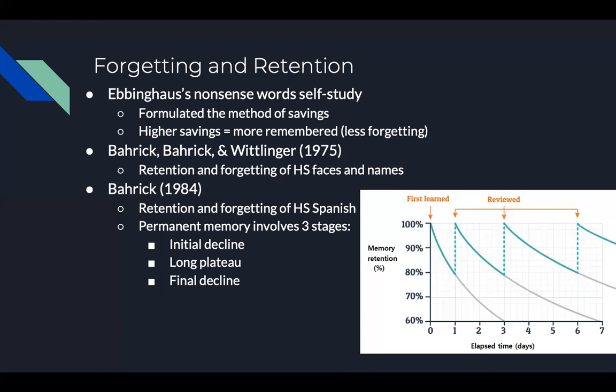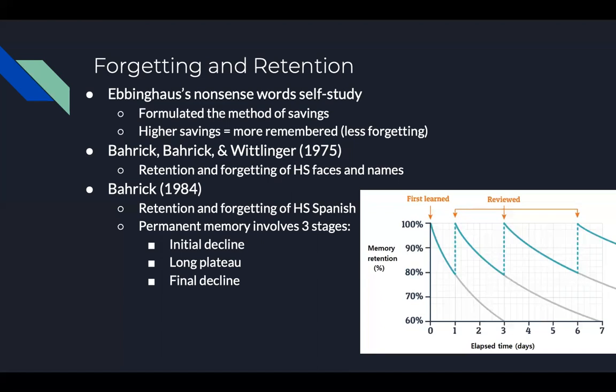And then one of the Barics, I don't know if it was the first or the second Baric in that 1975 article, but one of them then went on to conduct a study on the retention of high school Spanish over the span of 50 years. And so these studies, they both showed this sort of similar pattern of memory.